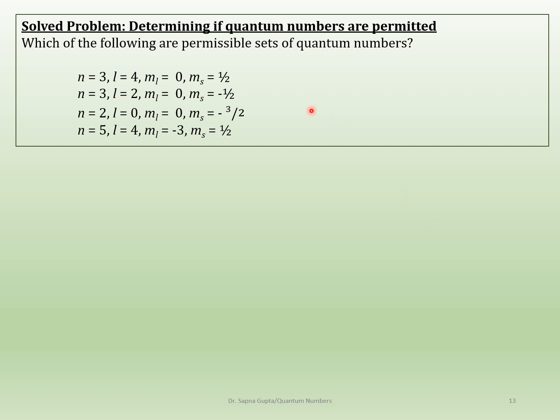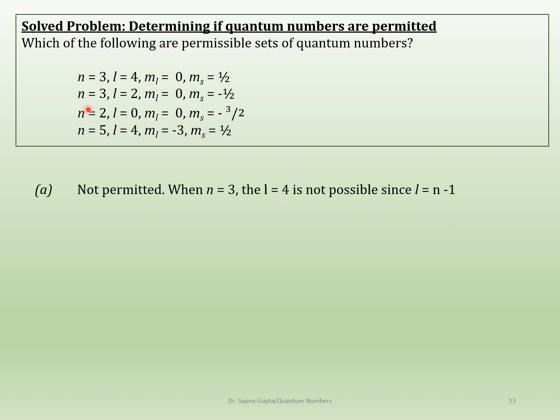This is what I like to do, problems. Which of the following numbers are possible? This is a typical question that you will get. The first one is n is equal to 3, L is equal to 4, ML is equal to 0, and MS is half. Is that possible? It's definitely not possible, because when n is equal to 3, L equal to 4 is not possible, because L is supposed to be n minus 1.